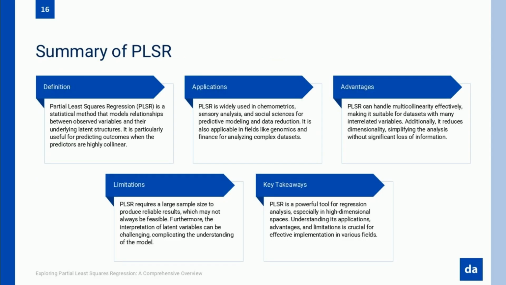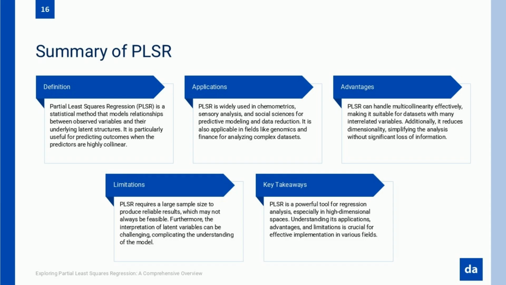We've covered a lot, but here's the bottom line. Partial Least Squares Regression, PLSR, is one of the most powerful tools for making sense of high-dimensional, messy, and correlated data, whether you're working in chemometrics, genomics, social sciences, or even AI-driven analytics. PLSR helps uncover patterns, reduce complexity, and improve predictions. But like any great tool, it has its strengths and weaknesses. Let's start with the advantages.